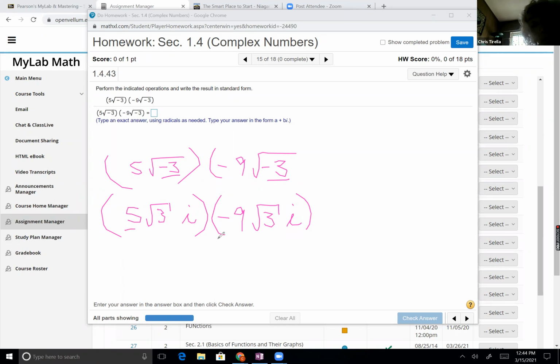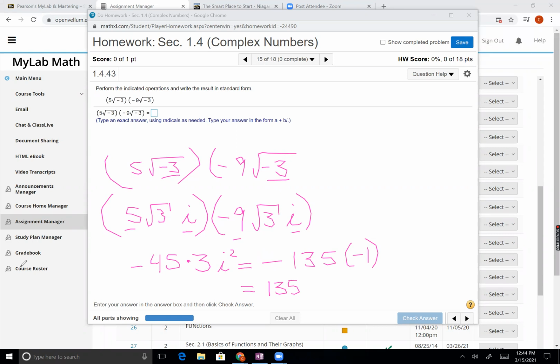So now multiplying 5 times -9 would be -45. The square root of 3 times the square root of 3 would be the square root of 9, which is just 3. And i times i is i squared. So that gives me -45 times 3 would be -135. And i squared is -1. And so my final answer here, multiplying the negative by the negative, would be positive 135. If you don't put it in terms of i first, you'll be off by a sign.